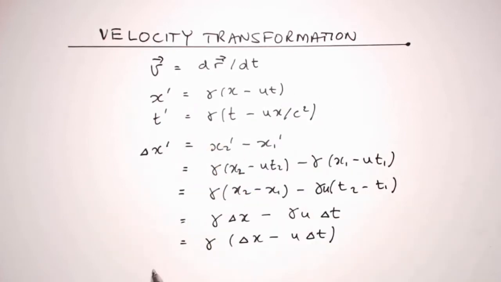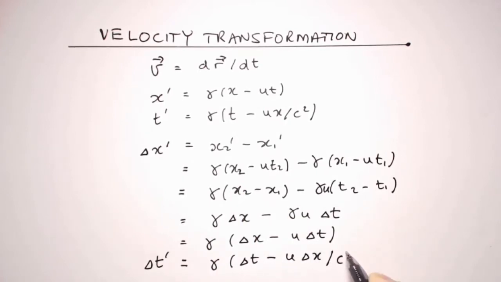We can do something very similar for time, and we find that delta t prime is equal to gamma (delta t minus u delta x over c squared). And for y and z, things are very simple. Delta y prime equals delta y, and delta z prime equals delta z.